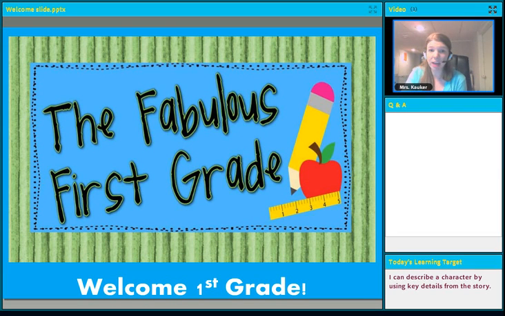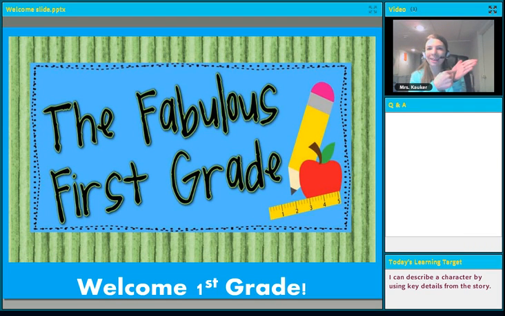And yesterday we tried to find something in the book to prove what kind of character he was. Does anybody remember what we call this? What were we looking for in the story to prove the kind of character that Skippy John Jones was? Molly, do you remember? What do we call this?